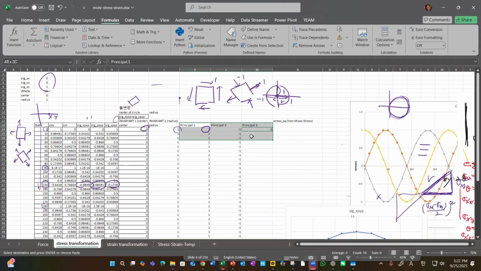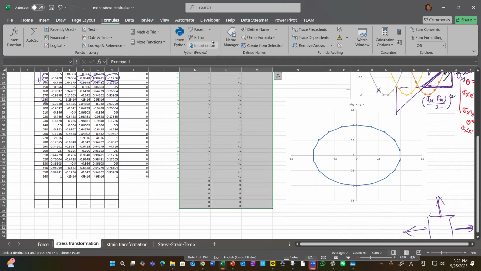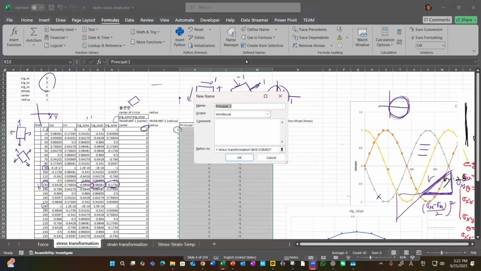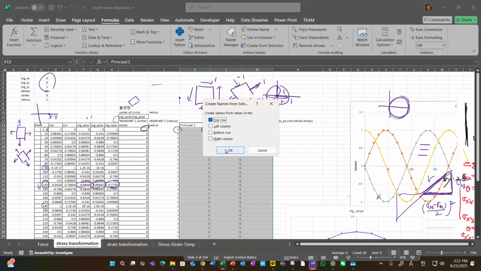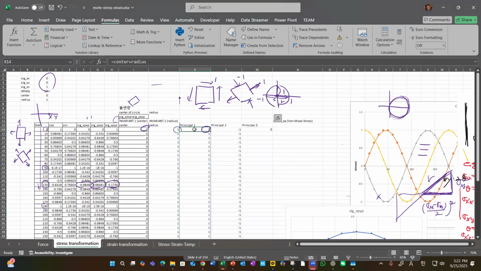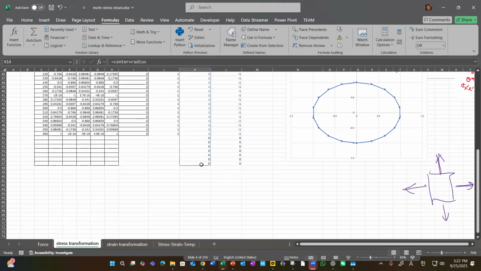그나저나 이걸 네임을 먼저 정의합시다. 이렇게 정의해서, define name, sorry, create, create 탑으로 이렇게 해주면 지금 아마 스페이스는 저절로 프린시팔 언더바 1이라고 들어가죠.